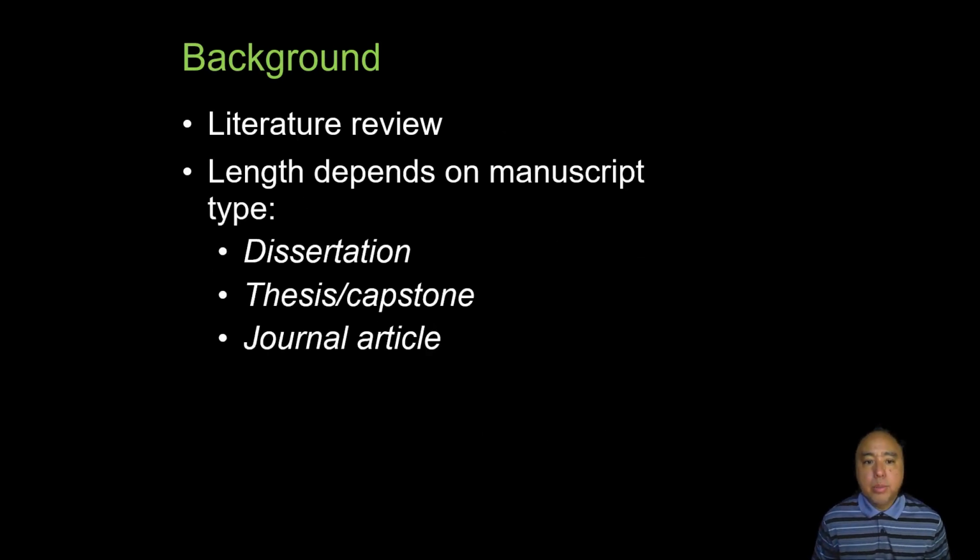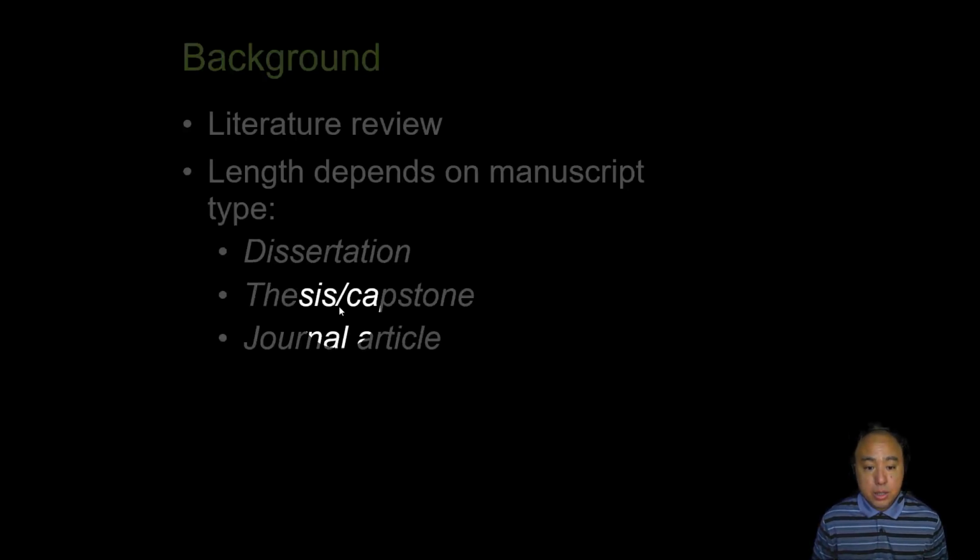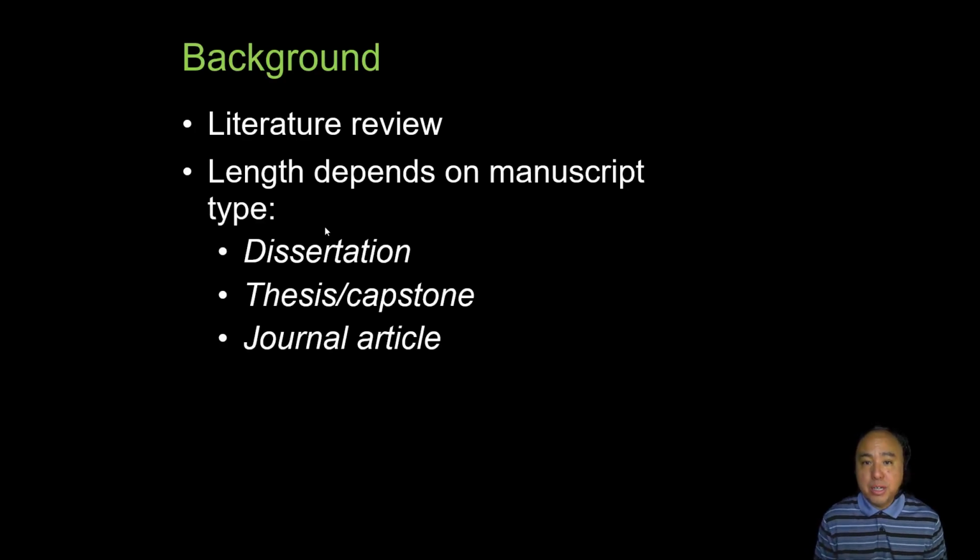So what's included in the background? A review of the current literature. And the length of the background largely depends on the type of manuscript that you're writing, whether it's a dissertation, a thesis, capstone, or journal article. Typically the dissertation and the thesis tend to be longer, more detailed. You typically would work with your committee members, your faculty advisors, who will guide you on how much details you should include in your review of literature.